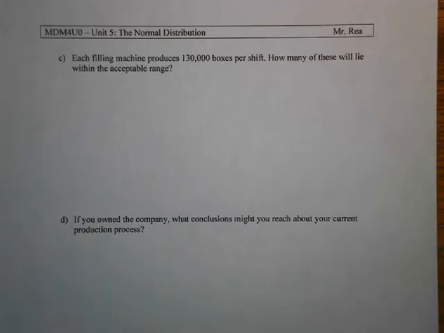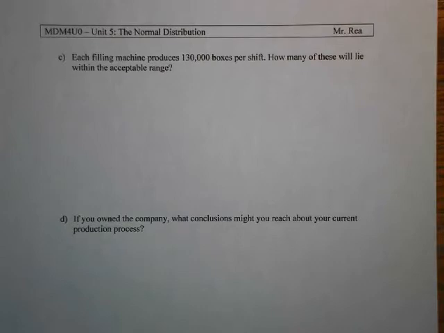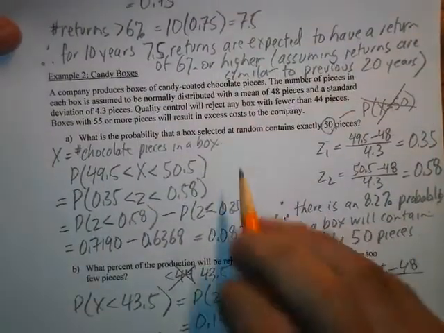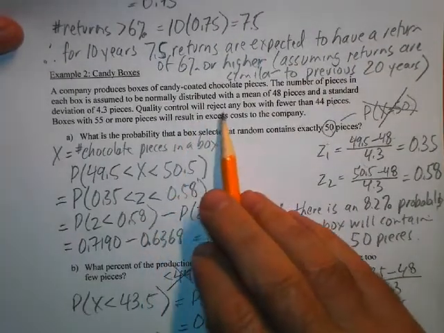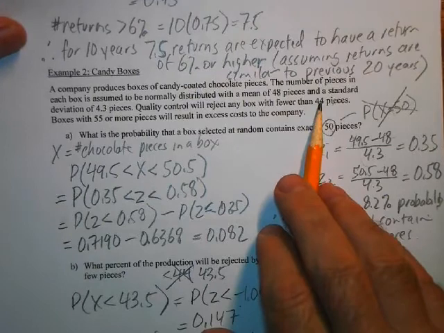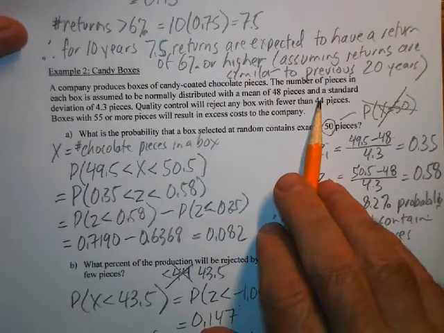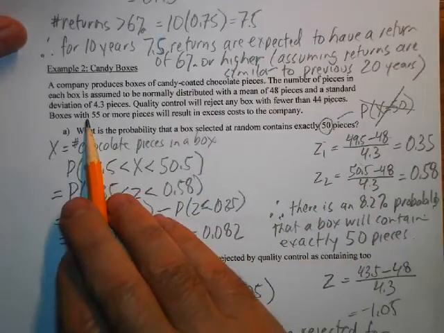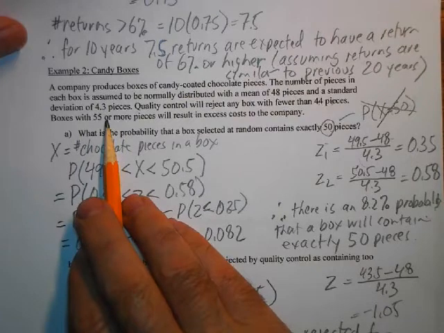Okay, so the next question. Each filling machine produces 130,000 boxes per shift. How many of these will lie within the acceptable range? Okay, well, if I look back at what's acceptable, quality control will reject any box with fewer than 44. So basically minimum 44 pieces, but 55 or more pieces is bad. It's too many, we're losing money.